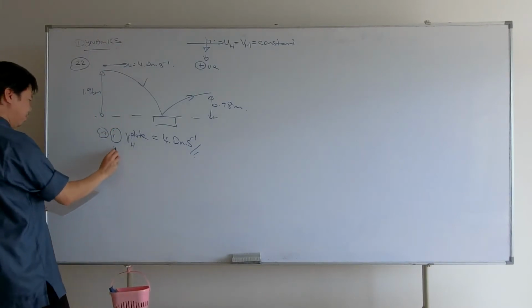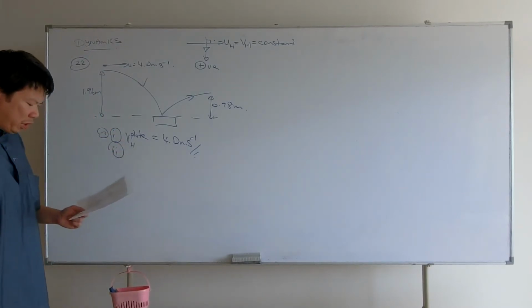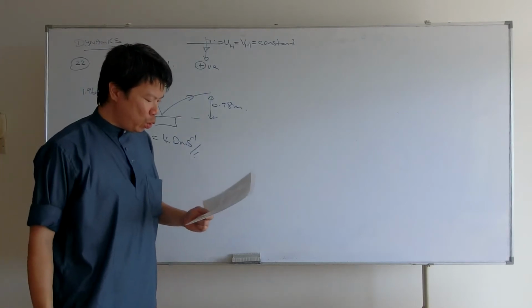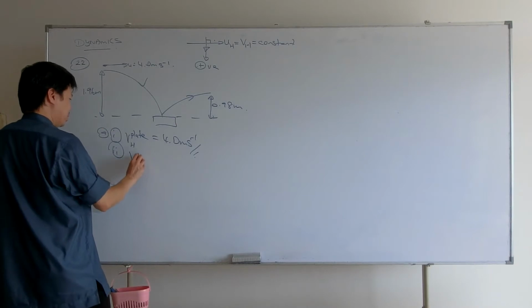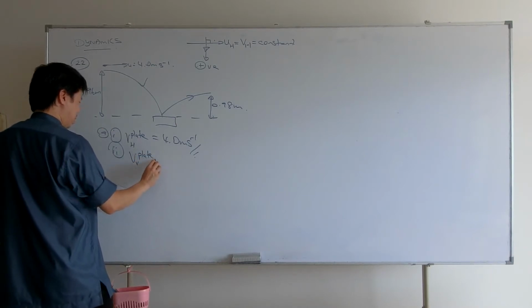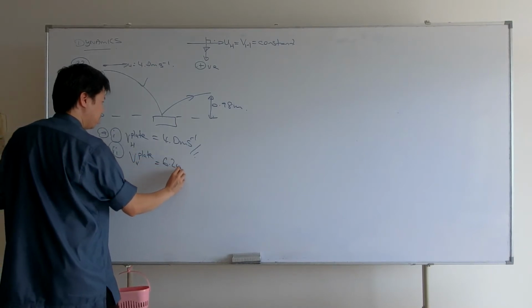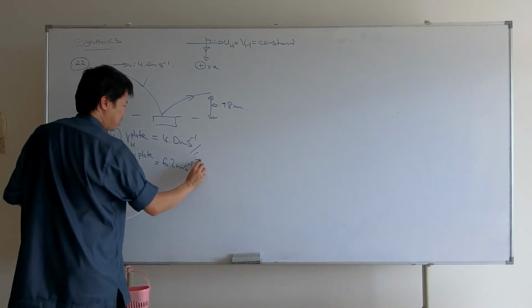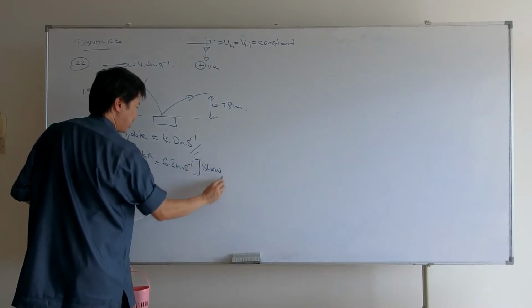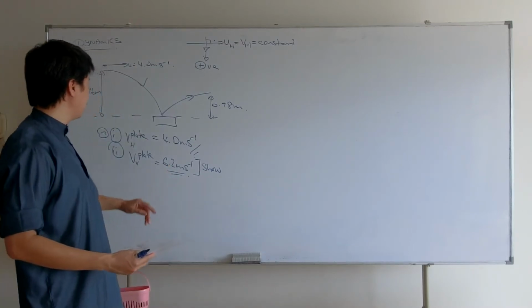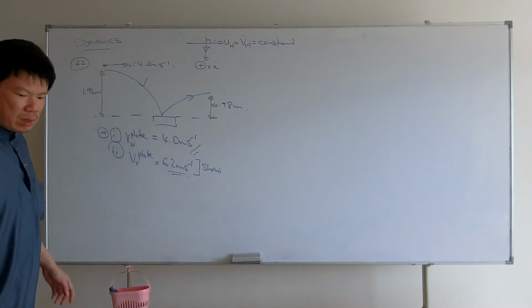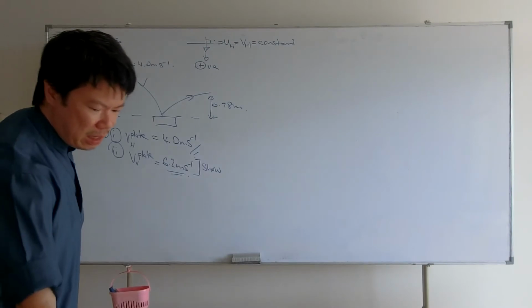Part 2: show that the vertical component of velocity is 6.2 meters per second. So, the vertical component at the plate is equal to 6.2 meters per second. As I always say, we like short questions. Why? Because the answer is already given, so it's quite easy to check whether we're doing the right thing or not. So, let's begin.